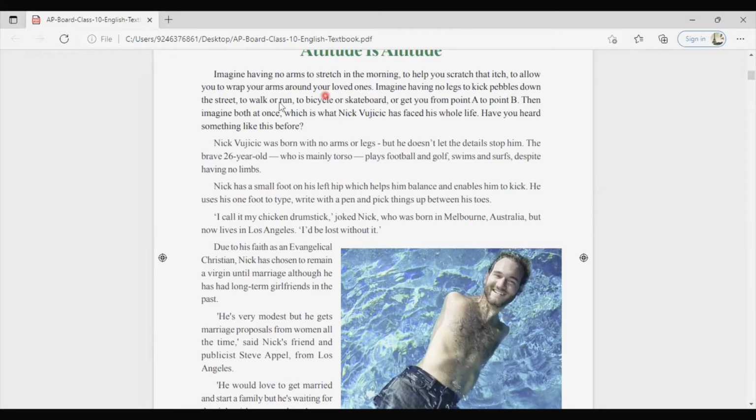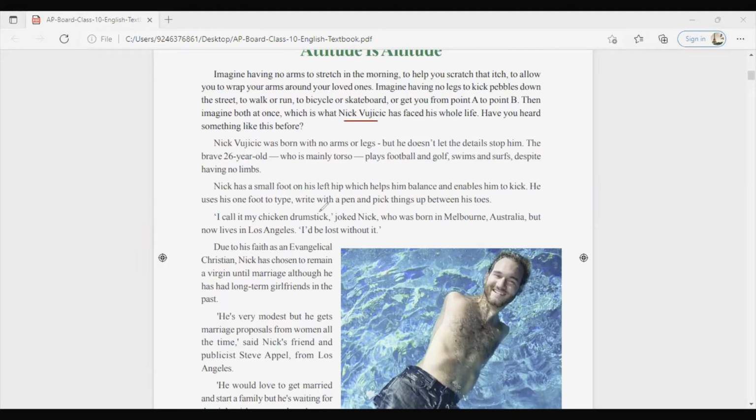The person's name is Nick Vujicic. He was born in Australia, but now he is living in the US. He was born without limbs. That means he has no legs and no arms. Medically, that so-called disease is termed phocomelia.